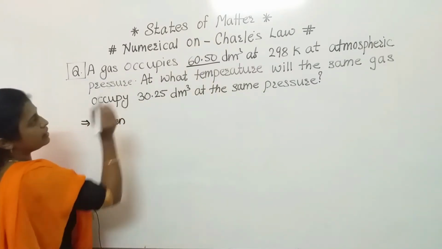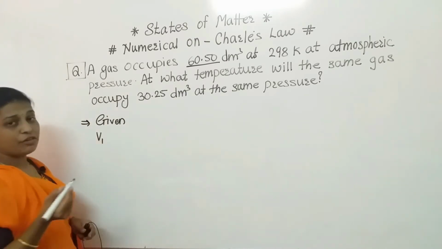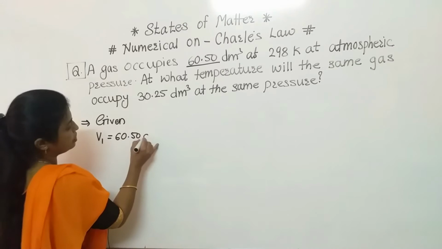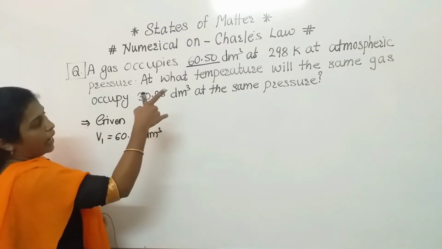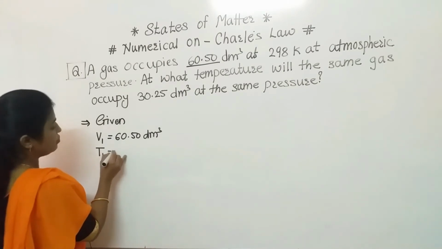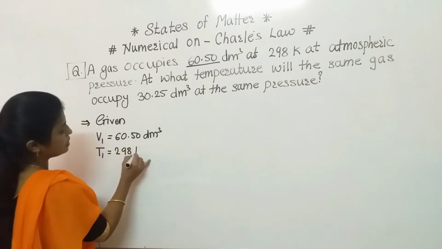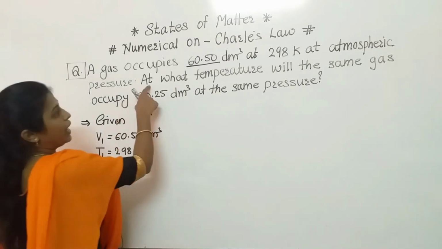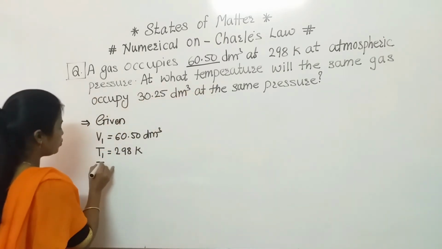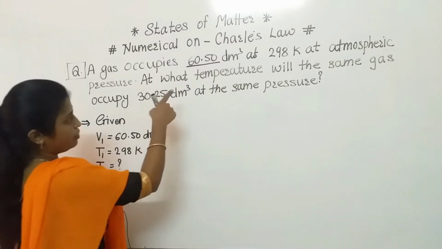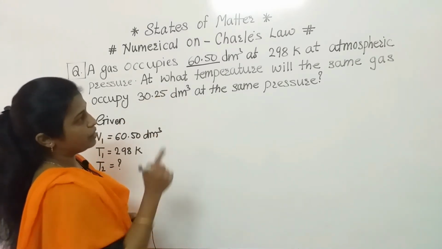So what is given? That is the volume. We are writing here V1. V1 is equal to 60.50 decimeter cube, at 298 Kelvin. Here the temperature T1 is 298 Kelvin, at atmospheric pressure. At what temperature? Here we have to find the temperature. Previously we found the volume; here we are going to find the temperature.